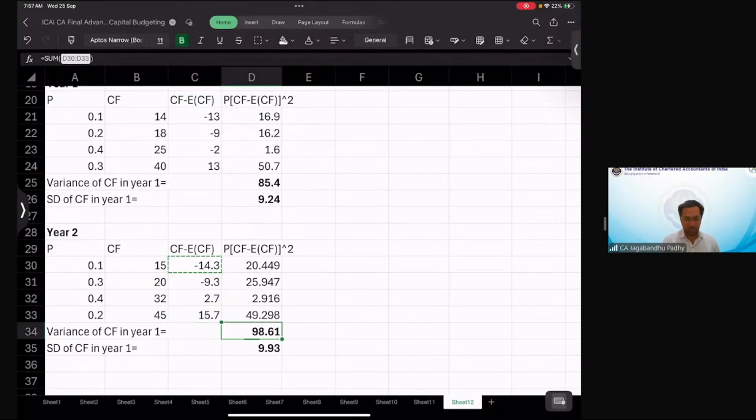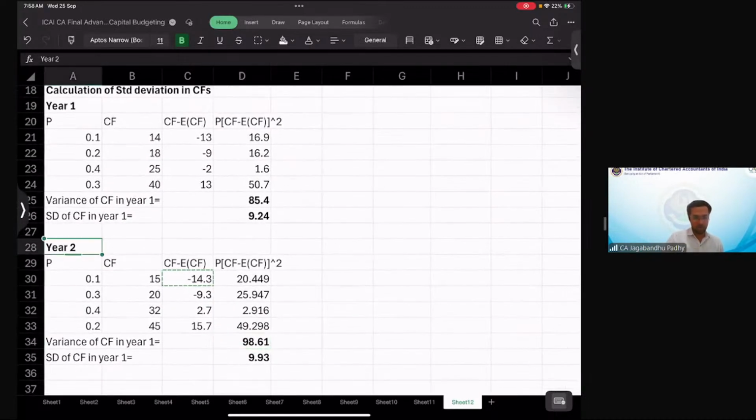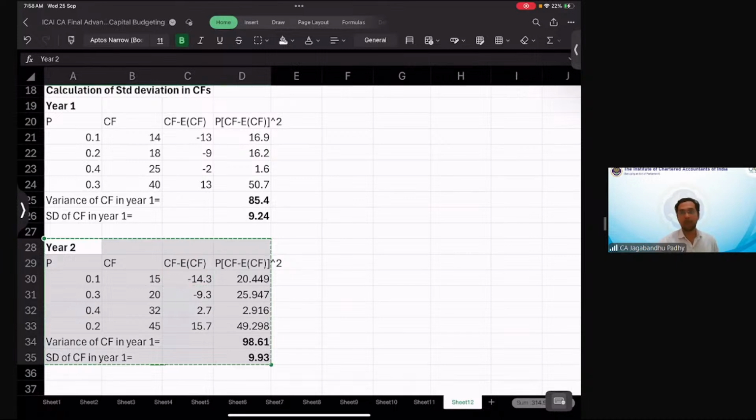And this 98.61 is the variance for the cash flows in year 2, and 9.93 is the standard deviation. Same way, we can get it for year 3 also. Let me simply get it for year 3 also.